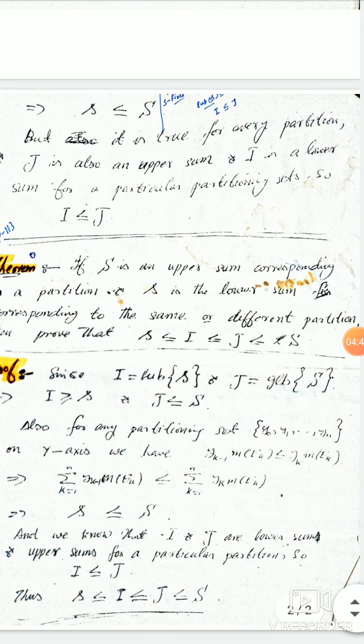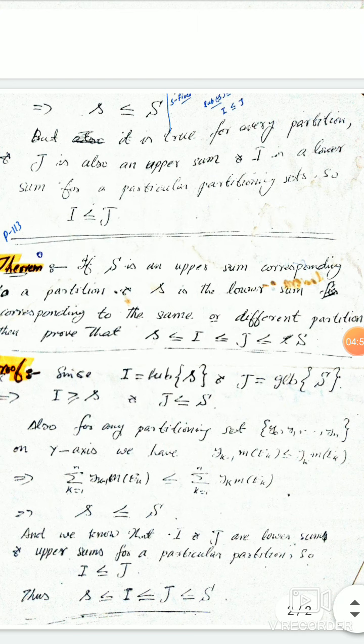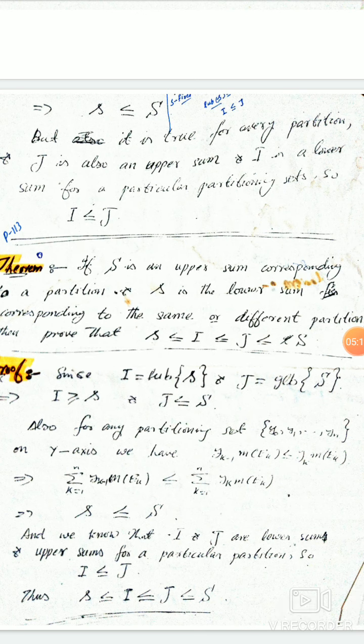Also for any partition set {y0, y1, ..., yn} on the y-axis we have y_{k-1} m(e_k) is less than or equal to y_k m(e_k). Taking the sum, summation k equal to 1 up to n of y_{k-1} m(e_k) is less than or equal to summation k equal to 1 up to n of y_k m(e_k). The summation of y_{k-1} represents small s, and the summation of y_k represents the capital S.